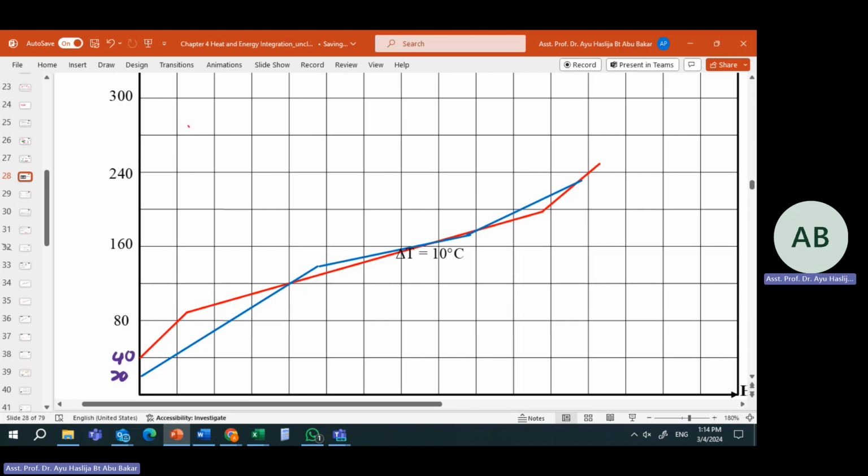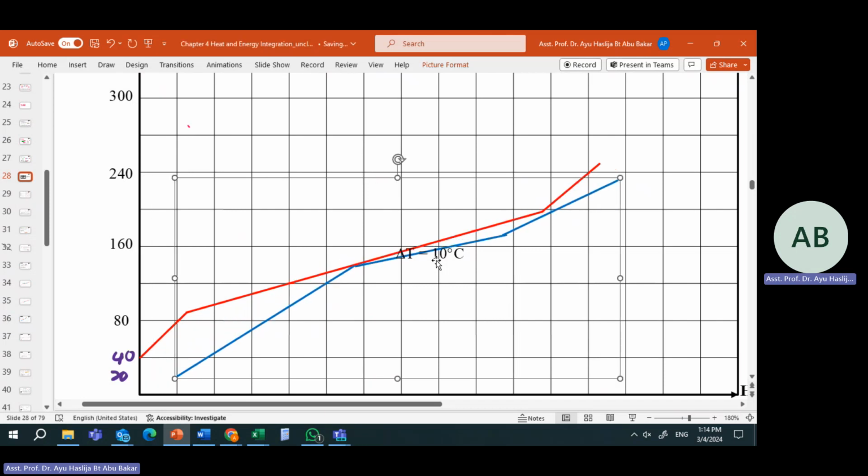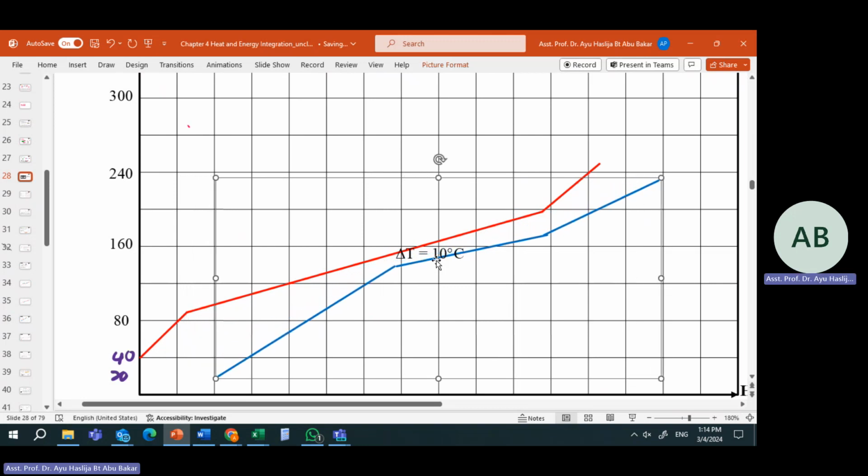Now when you overlap the curve just at their original position, you will have it like this. Now we want to find the pinch point where the delta T min is 10 degrees C. Remember, delta T min is between hot and cold. Now we move the cold stream until you find the delta T up to 10 degrees C.